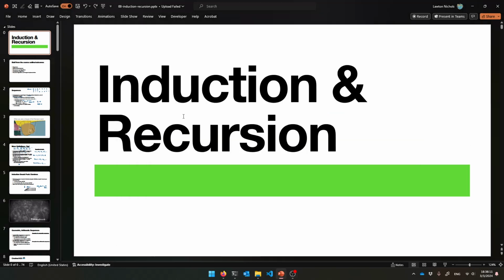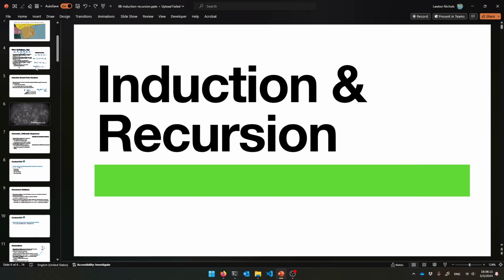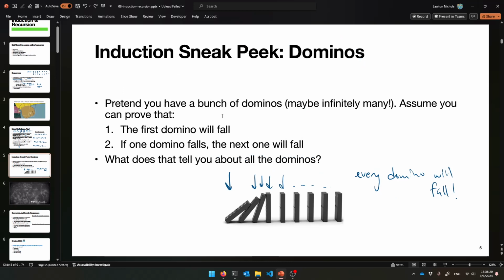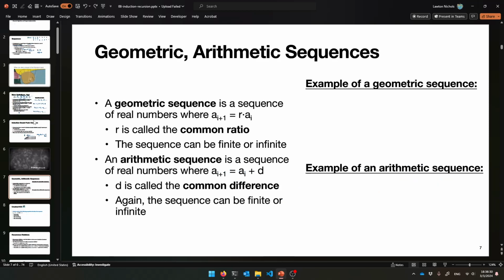All right, welcome back to the induction and recursion slides. I'm very excited. This is a very fun topic for me. So we were talking about sequences, just numbers in order, and that's going to lead to this concept of induction that we haven't really gotten to yet. I just gave you a sneak peek, but we've learned a little bit now. Let me talk to you a little bit more about sequences before we get to induction.